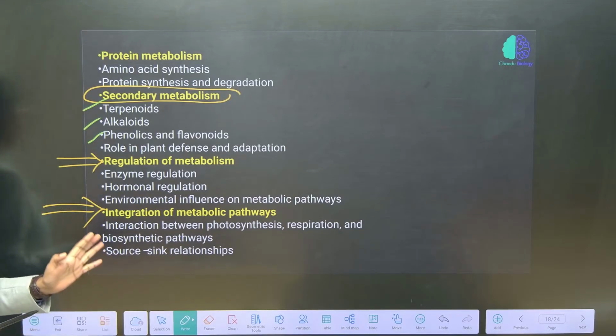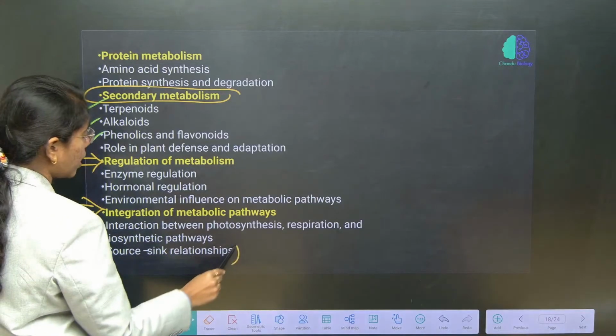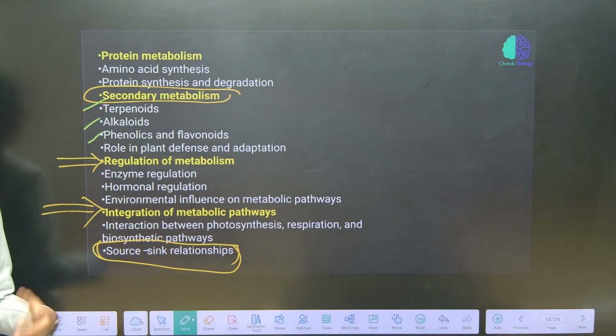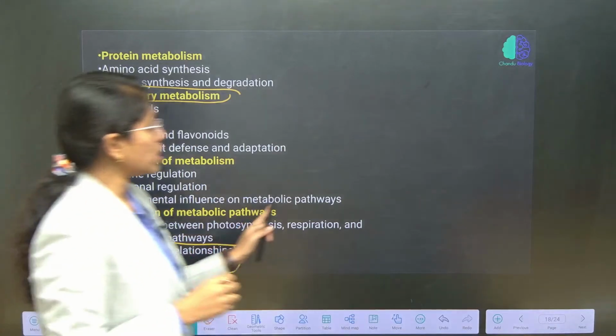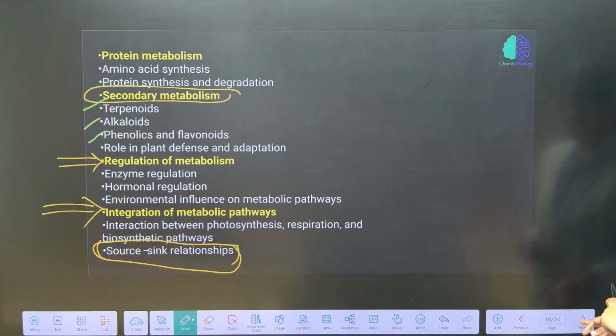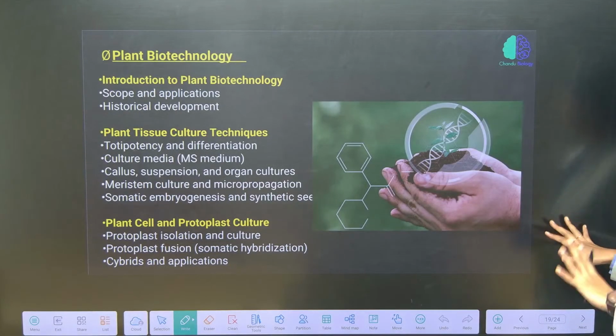Regulation of metabolism, integration of metabolic pathways. Most importantly, while you are addressing phloem transport, look into source-sink relationships in a plant. What are sources in the plant body, what will be the sink? Fine, right? This is important. So, these are the complete details from what? Plant metabolism. Fine, right, ma? Next is plant biotechnology, which is our last concept to be dealt.